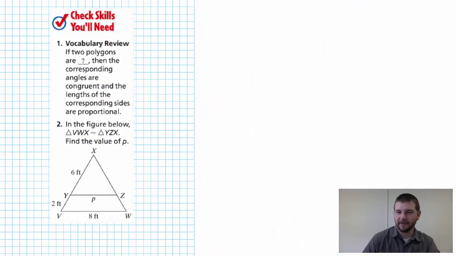Before moving farther, let's have a quick check of the skills you'll need. Number 1, vocabulary review. If two polygons are blank, then the corresponding angles are congruent and the lengths of the corresponding sides are proportional. Number 2, in the figure below, triangle VWX is similar to triangle YZX. Find the value of P.